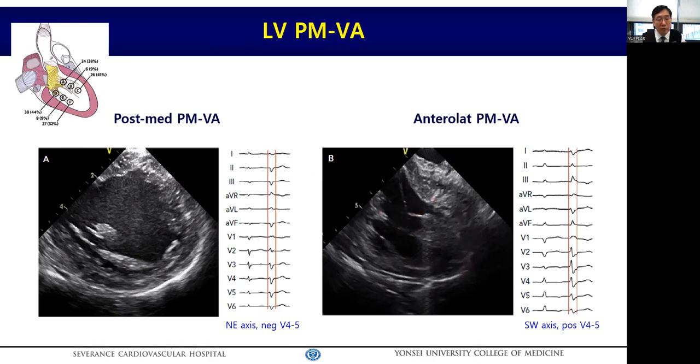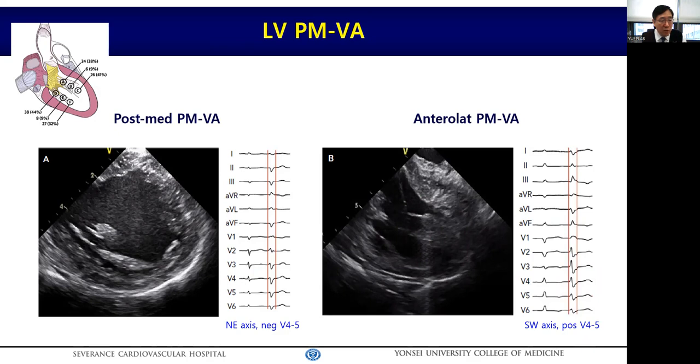So the QRS morphology of LV posterior medial ventricular arrhythmia is like this. Firstly, V1 shows the RBBB morphology. Because the posterior medial papillary muscle is more apically displaced, V3-5 shows negative QRS wave. However, anterolateral papillary muscle shows positive QRS in V3-5.